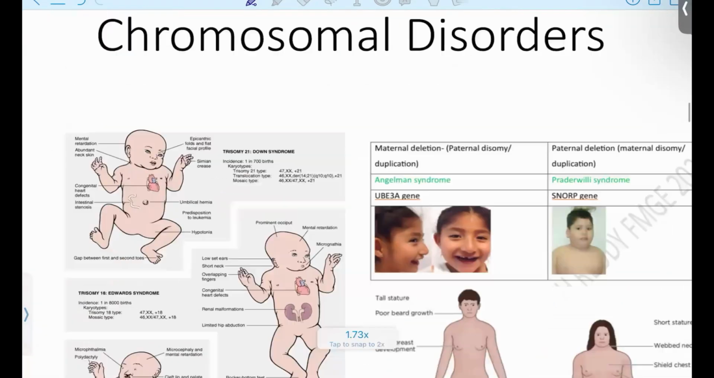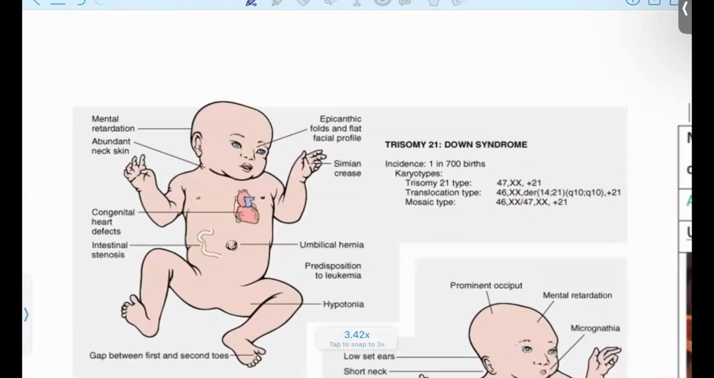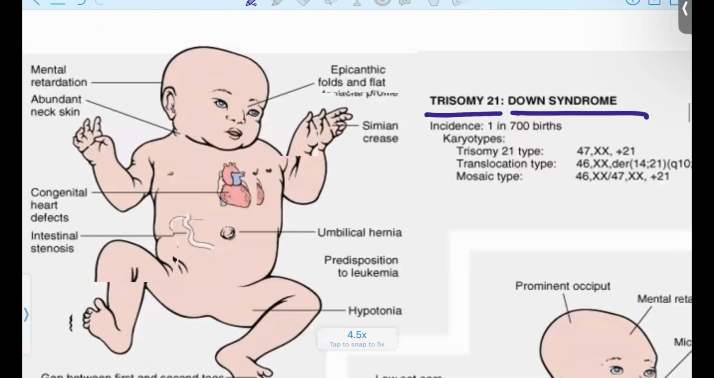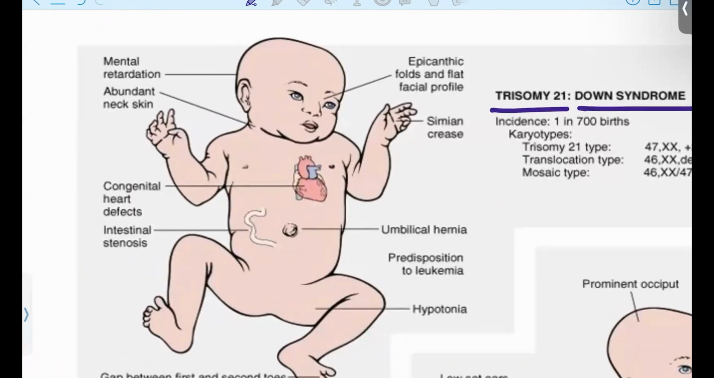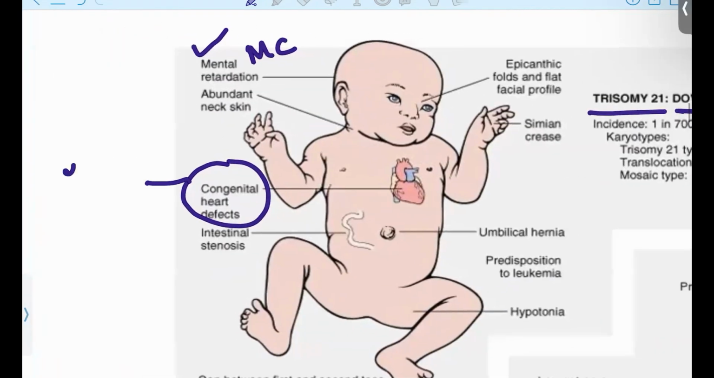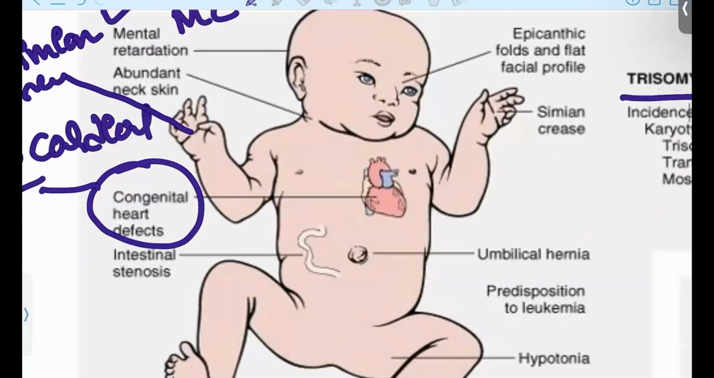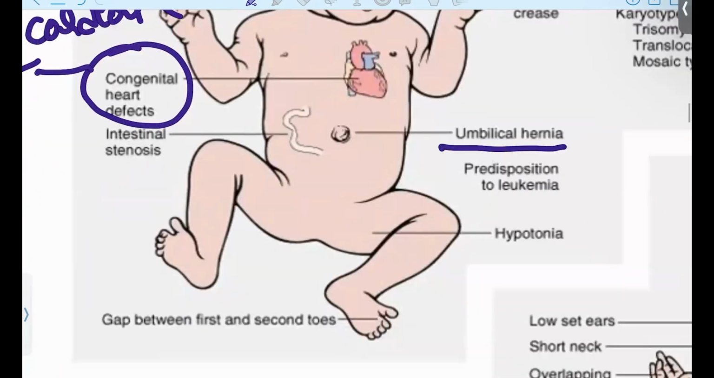Next, chromosomal disorders. You all know trisomy 21, Down syndrome patients. What are the symptoms? Basically, this is the most common cause of mental retardation, and the patient will have heart disease. Specifically, endocardial cushion defects. And what is this one, guys? This is the simian crease, also seen in this patient. The patient also has umbilical hernia, intestinal stenosis, and is predisposed to leukemia.